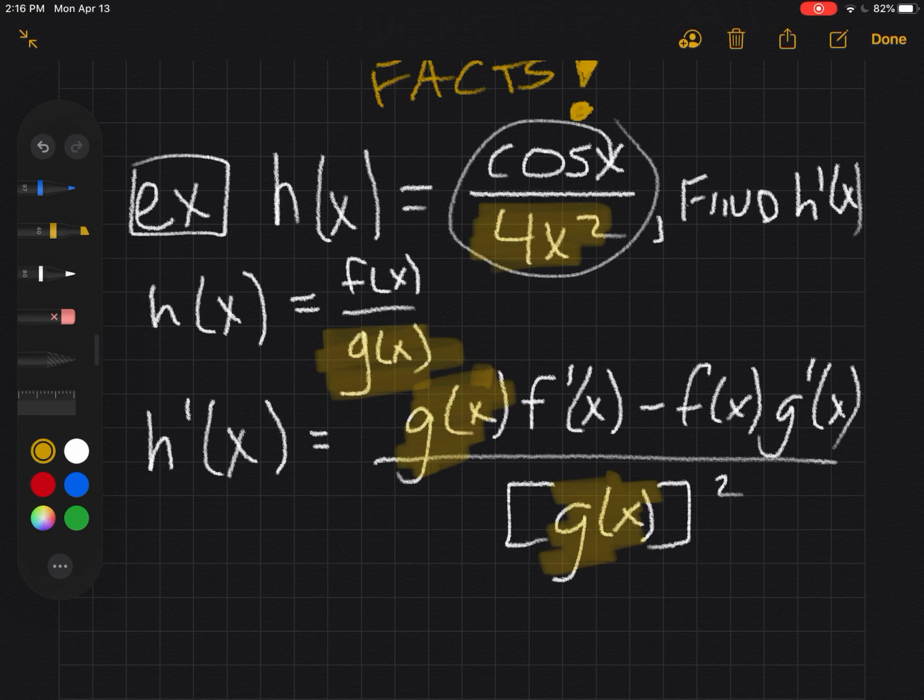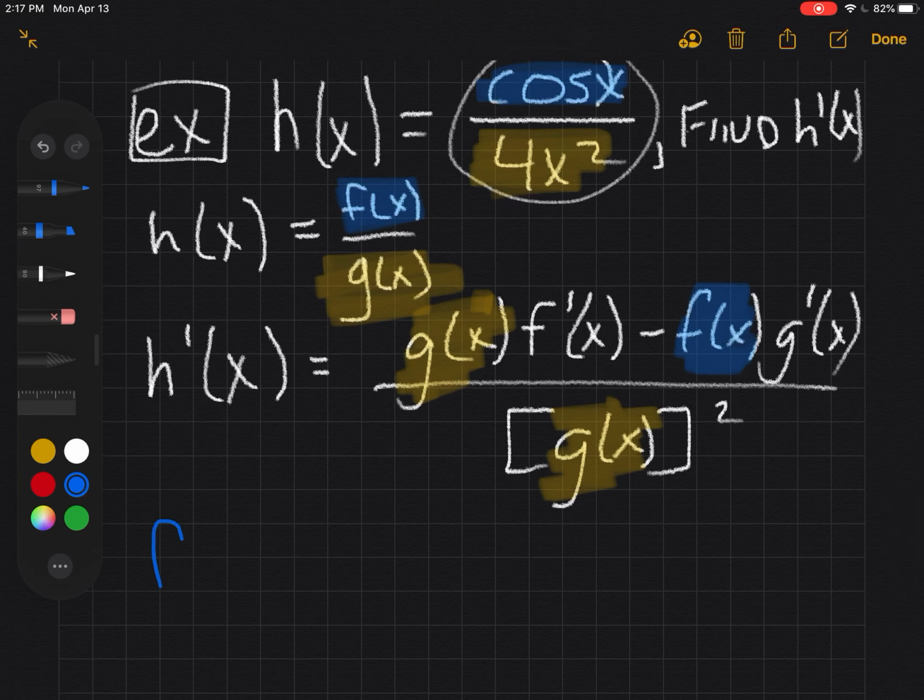So I'm going to use this here because I see the function in the denominator, that's 4x squared. So everywhere I see g of x, I'm going to put that function. And the function in the numerator is f of x. So that's my function cosine of x. And I will fill that in everywhere I see f of x. And I also see that I need f prime of x and g prime of x. So I'm going to need to find the derivative of my numerator and the derivative of my denominator.